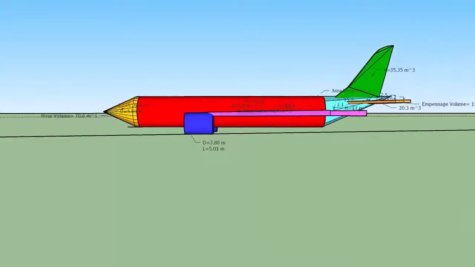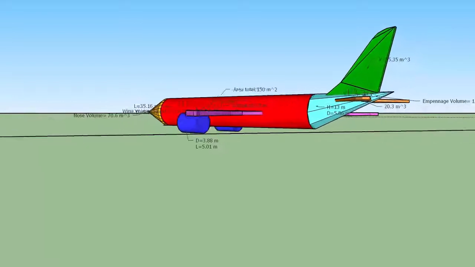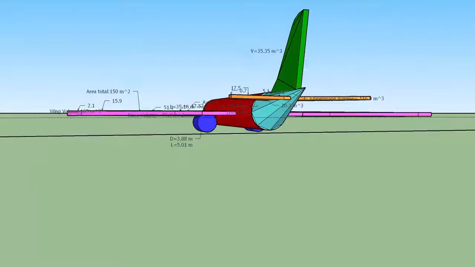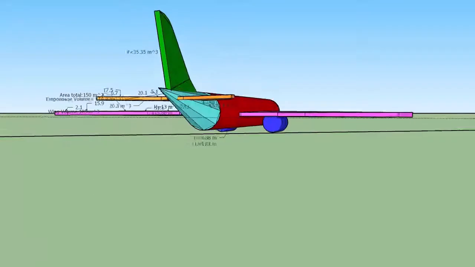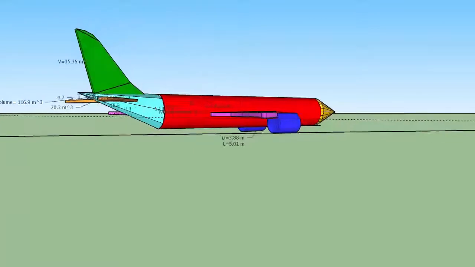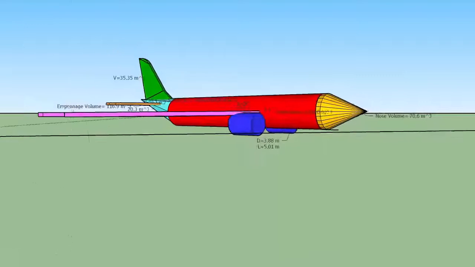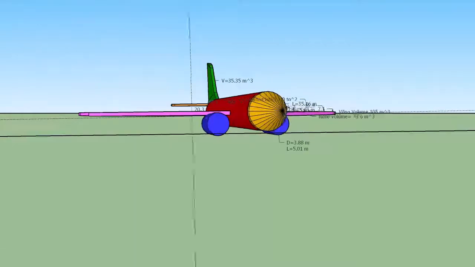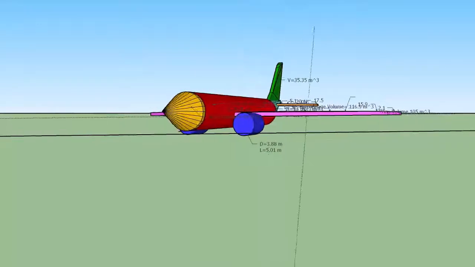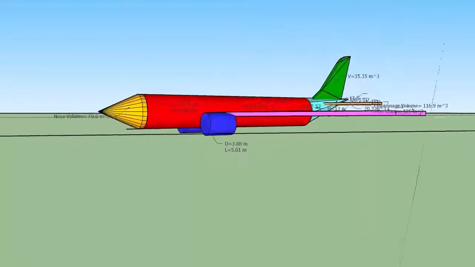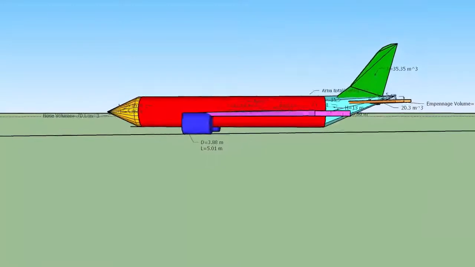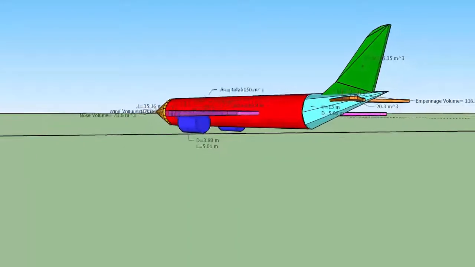Now here we have our 3D model with a 3D polygon approximation in the SketchUp program, where you can see how we replace the aircraft's curves with cones, cylinders, and prisms to find easily the volume of each of these figures, and then to add them up and find an approximate volume.